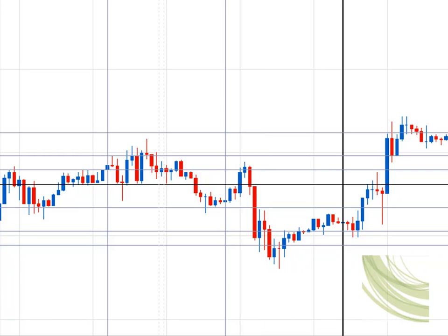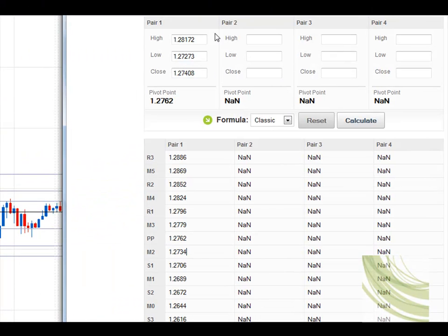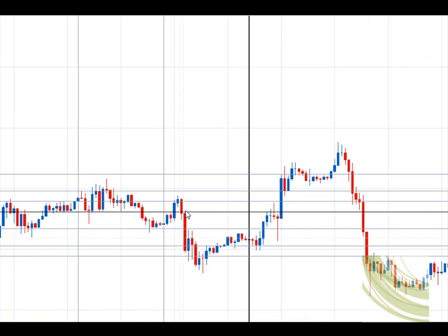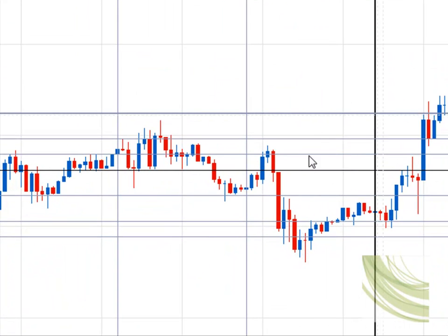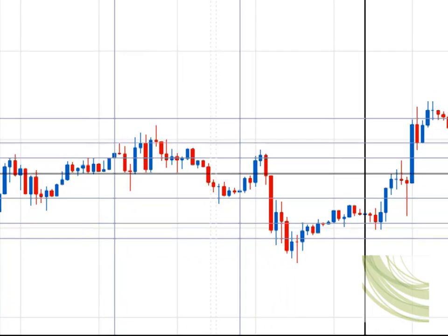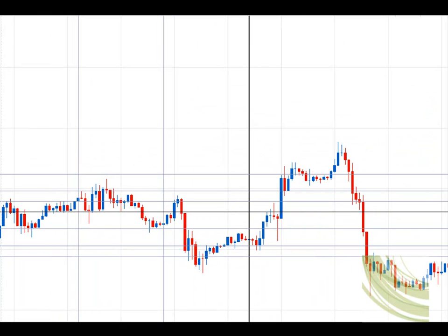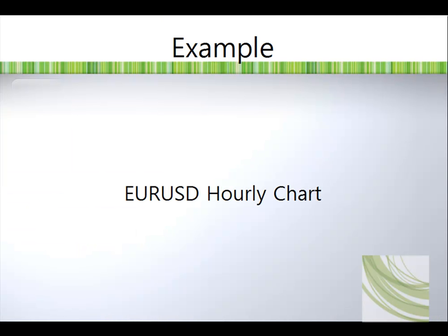Okay, so let's go back to PowerPoint. I hope that you understand how to plot this. It's very simple. Just get the open, high, low, close values, then go to the calculator and sub in the values, and then record down these values, and you can just plot them on your chart for the day. So let's go back to the PowerPoint, and I will go through more about how you use these pivot calculators and pivot points in your trading.